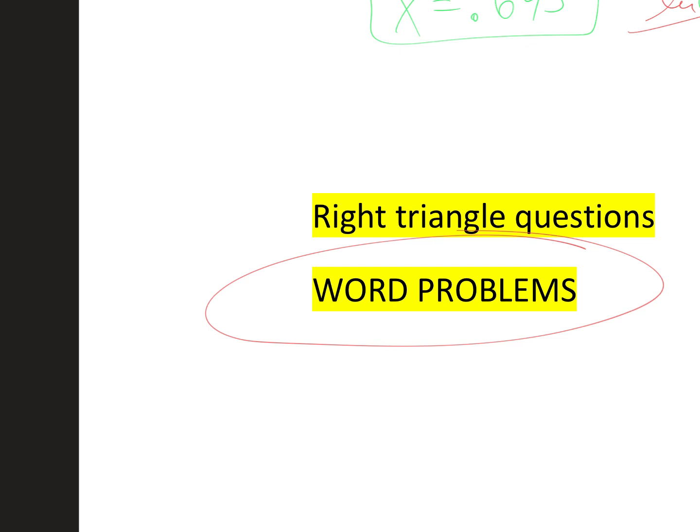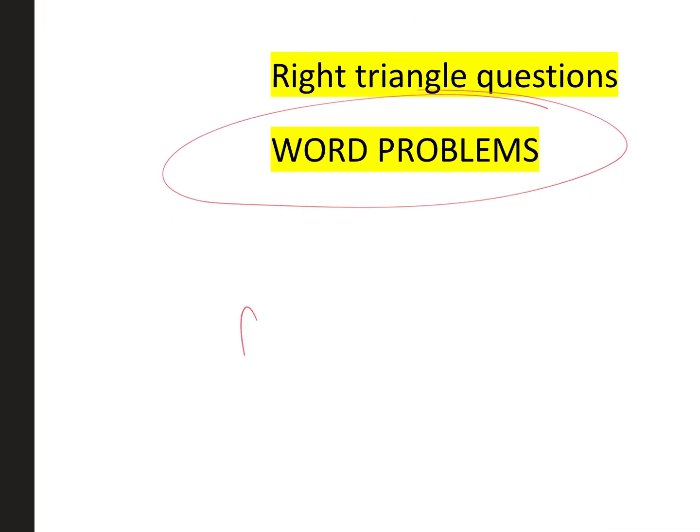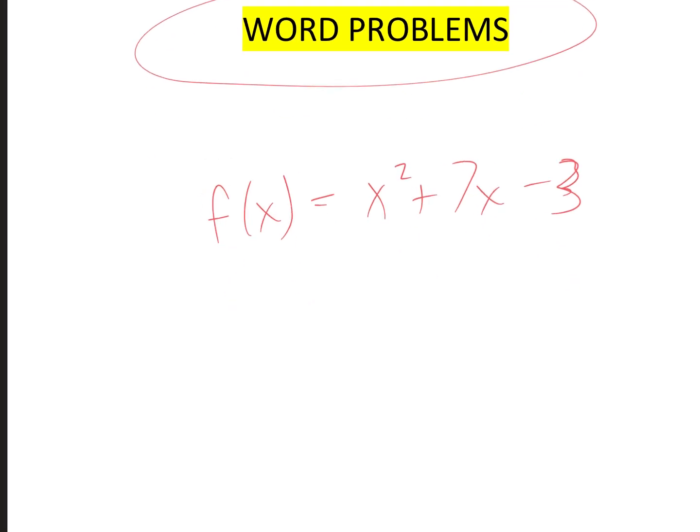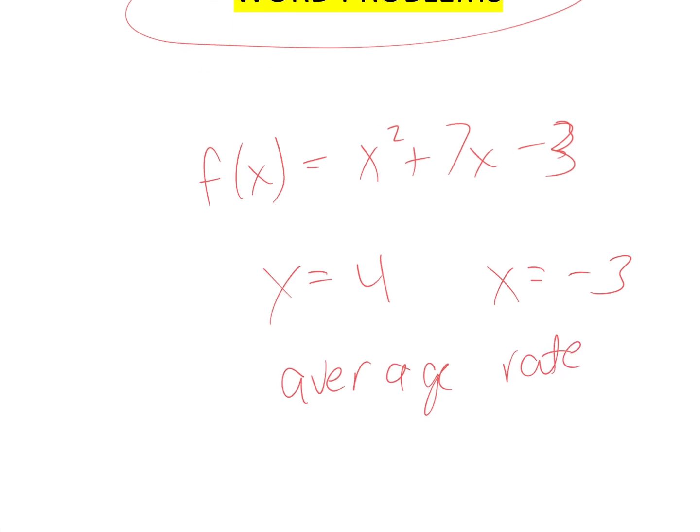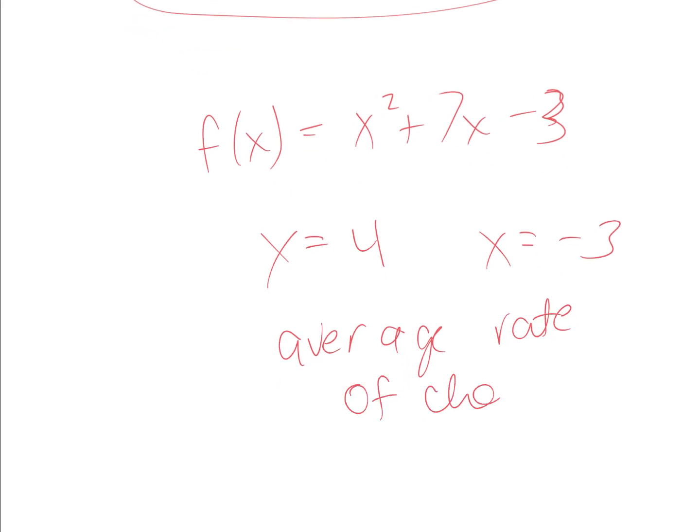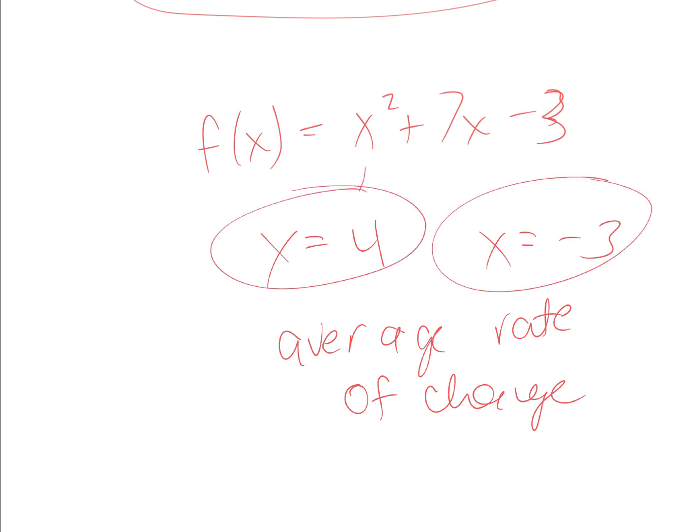All right. And again, I mentioned this yesterday, but if you're given a problem, you don't have to write this down, you can just look at it. And I give you x equals 4 and x equals negative 3, and I say, what is the average rate of change? You just use the slope formula. I'm giving you two x values to plug in to find y, and then you use the slope formula. Okay, guys, finito.